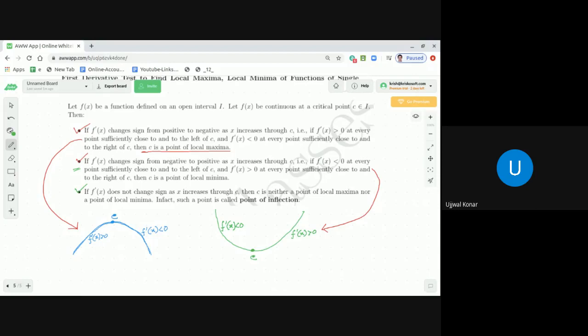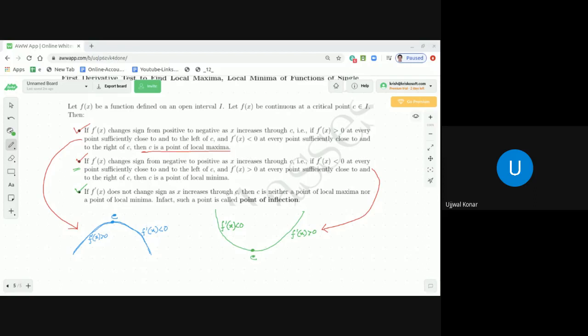But if you see that f dash x was less than 0 and from negative it turned to positive, which is represented in the green color curve, you see that C is a point of local minimum. But if you see that f dash x is not changing its sign at all, it is consistently greater than 0 or consistently less than 0, then you cannot say that C is a point of local maxima or local minima. In fact, such a point is called a point of inflection, dear students. I hope it is clear about the first derivative test.